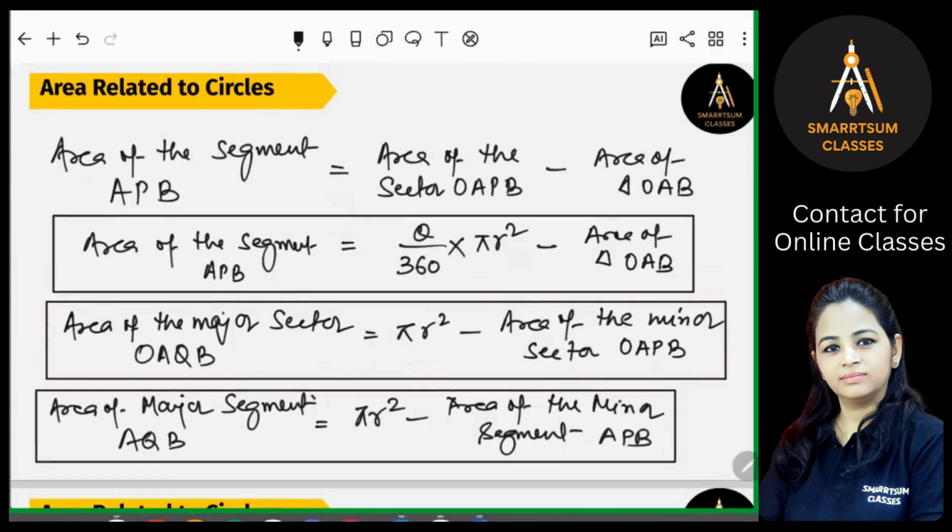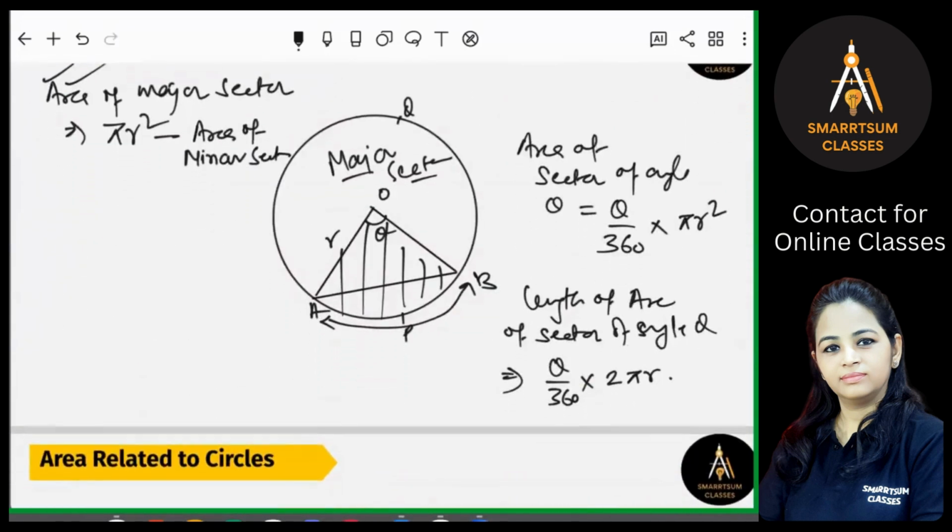So the area of the major sector is equal to pi r square minus the area of the minor sector. Is that clear? And vice versa. Suppose you know the area of the major sector, and if you subtract it from the total area of the circle, you will get the area of the minor sector. Is that clear? Right? Now, similarly, if we talk about the segment, what will be the area of the segment?